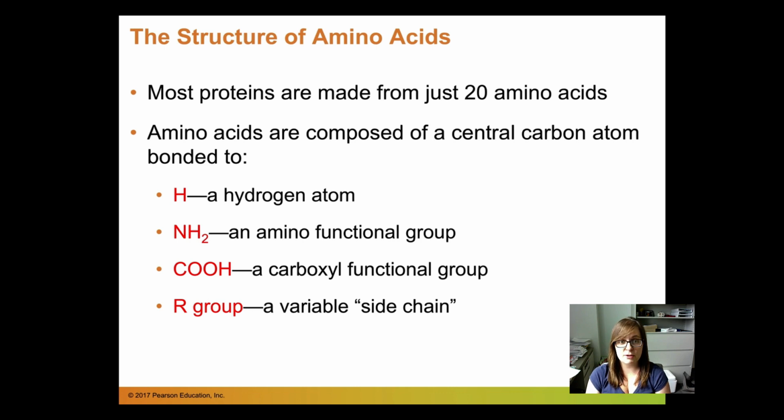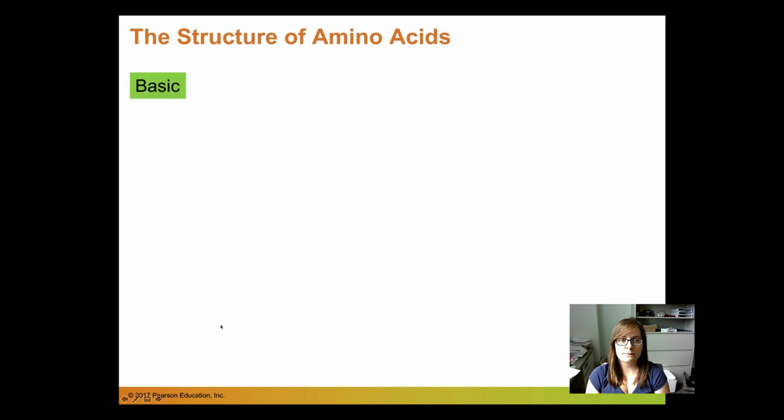Each amino acid, each monomer, is composed of a central carbon bonded to a hydrogen atom, an amino functional group, a carboxyl functional group, and an R group, which is a variable side chain. And we'll have a separate podcast that's going to address these R groups. So here's the basic structure.